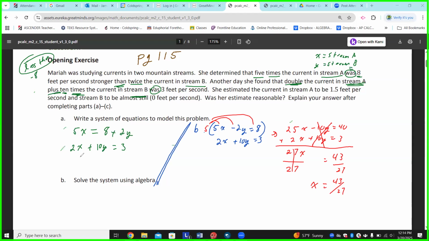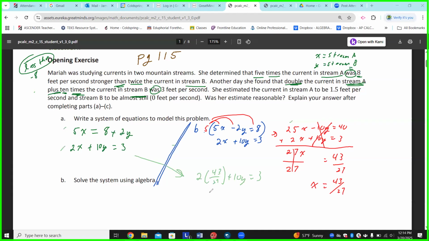When you say second one, do you mean this one? Okay, it's fine with me. It really doesn't matter. I think it's about the same amount of work. So this is going to be 2 times 43 over 27 plus 10y equals 3. What would I do first? Good. I'm going to distribute.